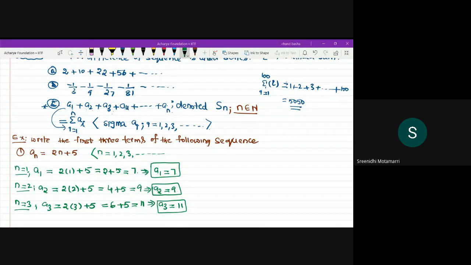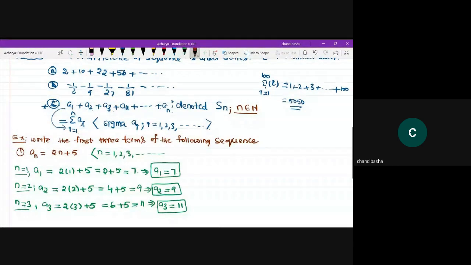Sir, this an equal to 2n plus 5 will be given in the question, sir. Yeah, that is what I have written here. Write the first three terms of the following sequence. What is the given sequence? An is equal to 2n plus 5. This is given to you. He is asking A1, A2, A3, the first three terms. Okay, sir. Clear? Right. Very good.